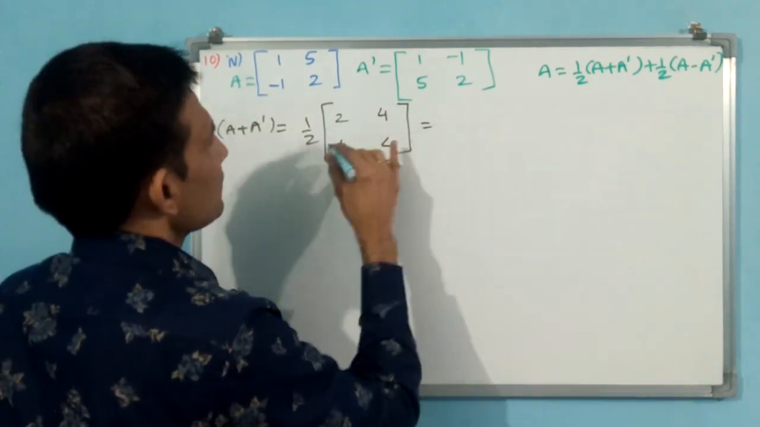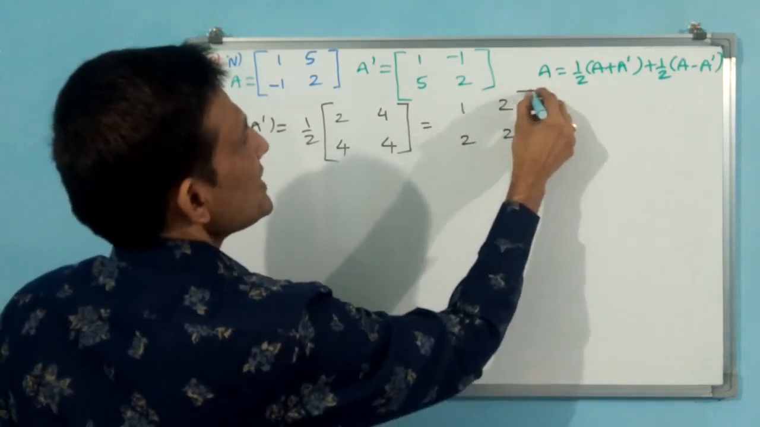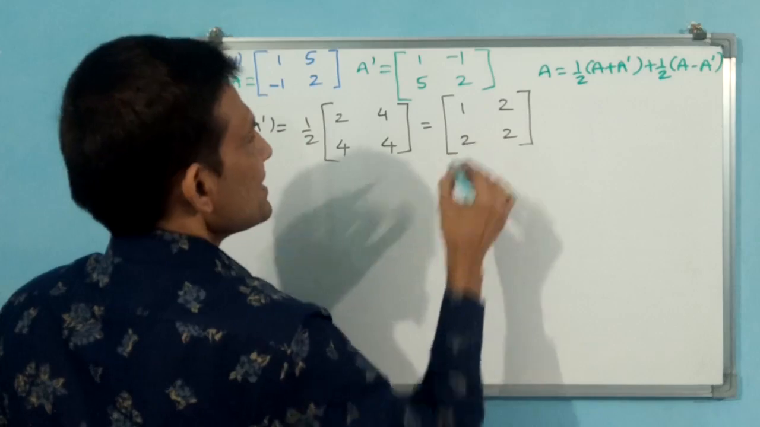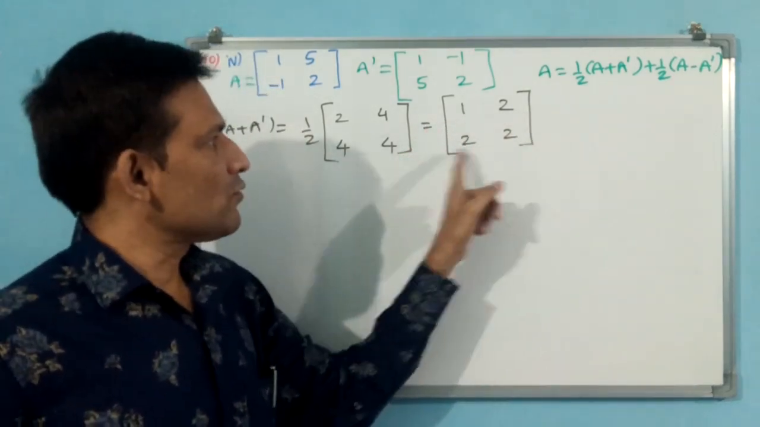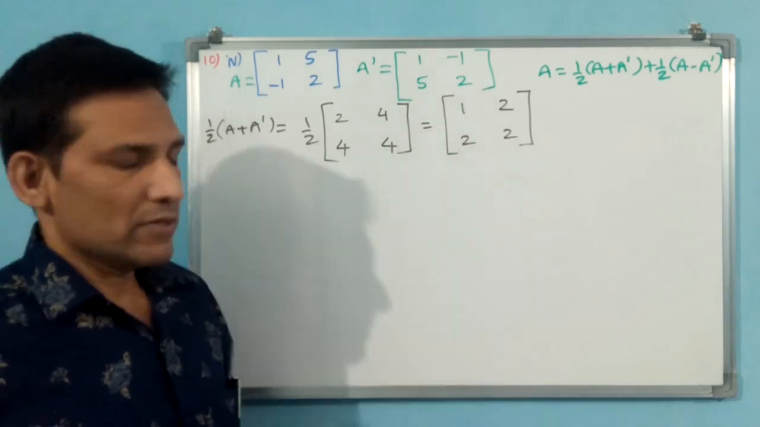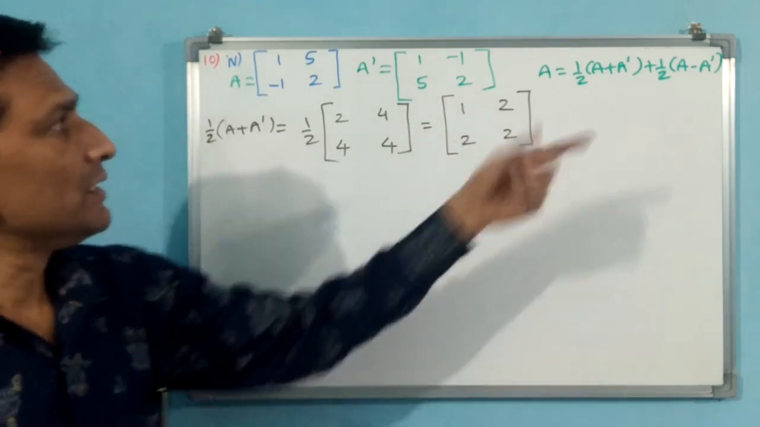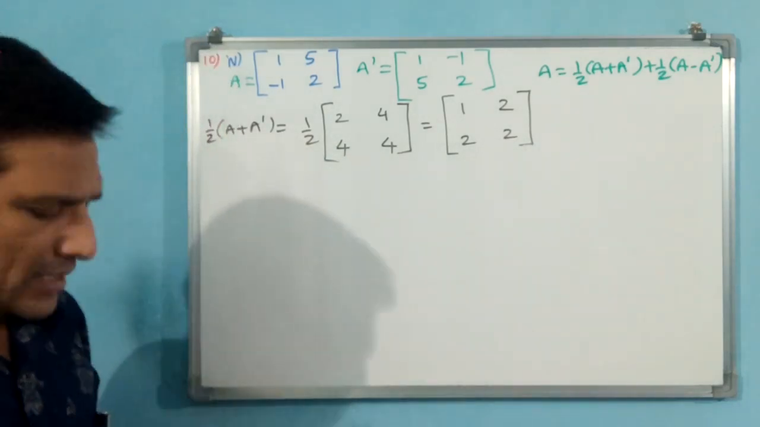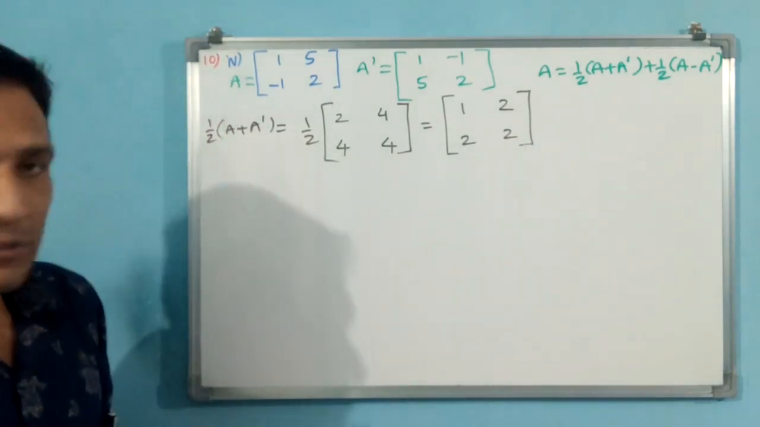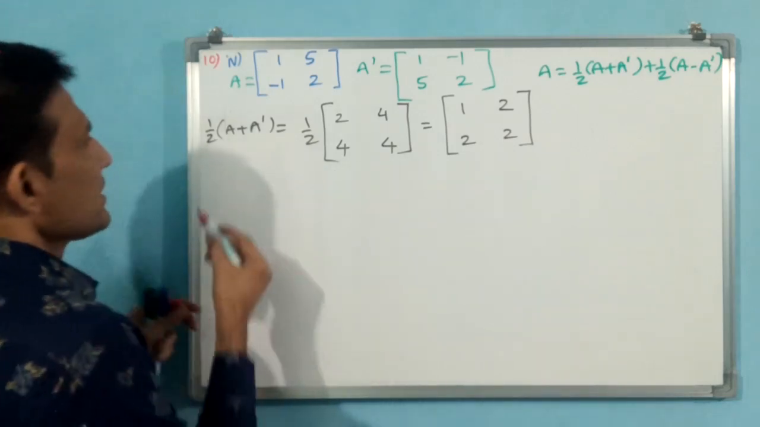Now send 1 by 2 also inside. 1, 2, 2, 2. Okay. Now you see 1 by 2, 2 by 2, 1, 2, 2, 2. This is a symmetric matrix. We want one symmetric matrix. Another one is a skew symmetric matrix. Let us do another one also. Let us see whether a skew symmetric matrix is going to come or not. Okay, write down.